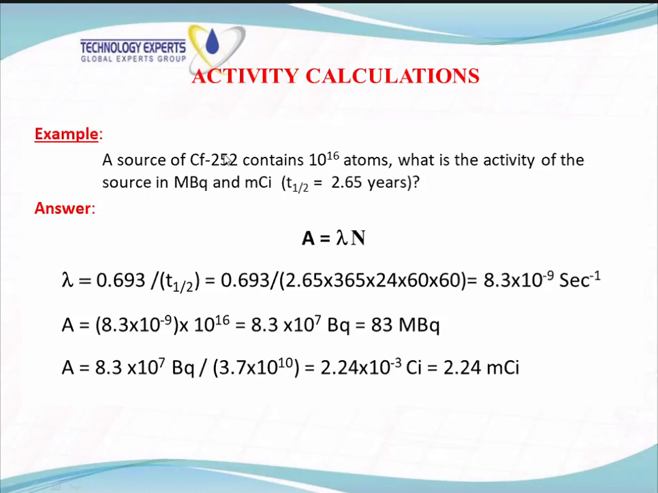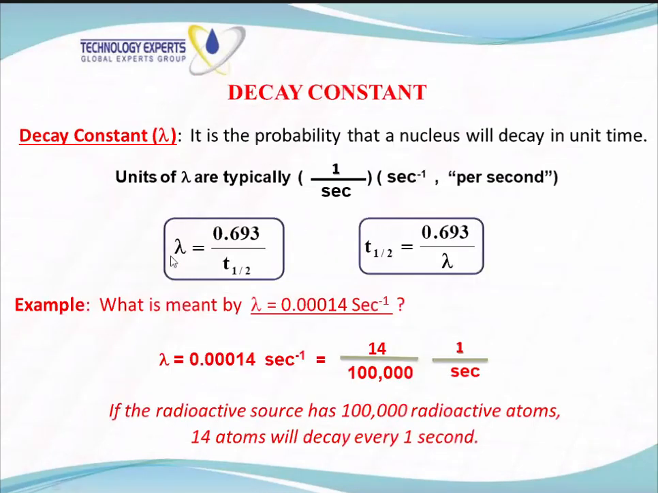If you see in a problem in the exam activity and they give you the number of atoms, there is only one equation we will use: activity equals lambda N. Remember, I told you, lambda, how can we get it? There is a relation between lambda and half-life. I need lambda. I have the half-life, T half. I can get lambda from this equation.